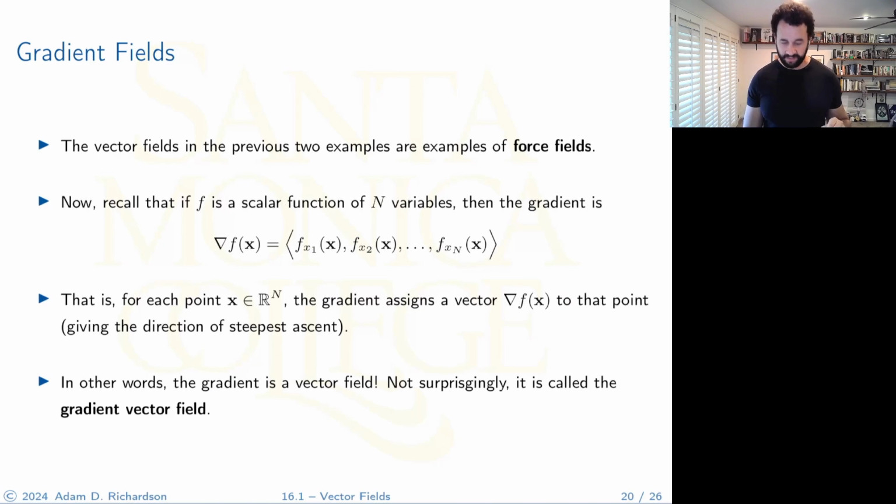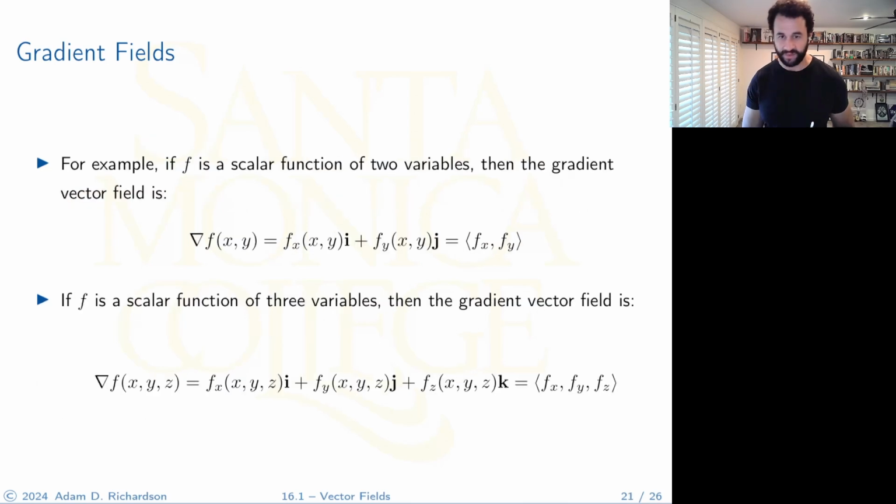And that vector is giving us the direction of steepest ascent. So in other words, the gradient is quite literally a vector field. The gradient vector is a vector field. Not surprisingly, it's called the gradient vector field. And it is literally doing this. It is providing you a vector field that says the direction of steepest ascent at every point. That's it.